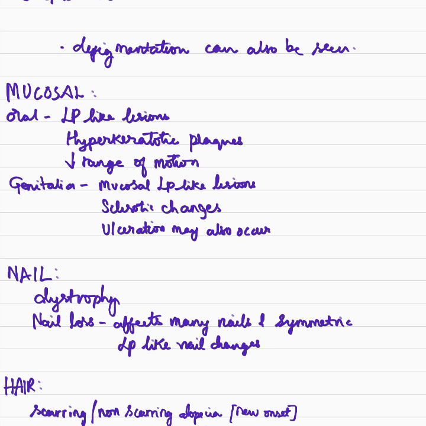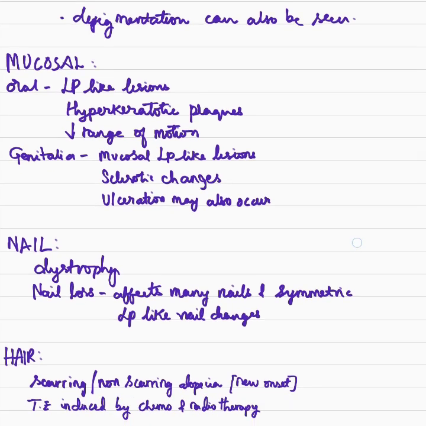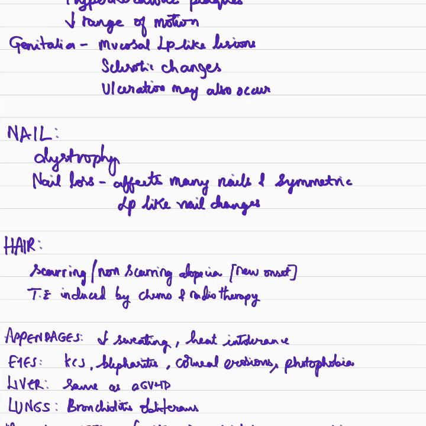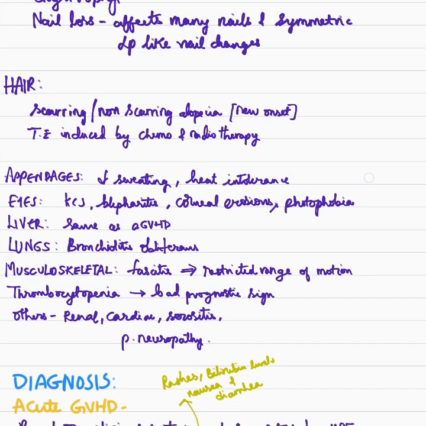And in the genitalia, we can see mucosal lichen planus-like lesions as well as sclerotic changes as well as ulceration. Coming to nail changes, there can be dystrophy, nail loss which can affect many nails, and symmetric lichen planus-like nail changes. Coming to hair, there can be scarring and non-scarring alopecia, and the non-scarring alopecia is usually new onset, and telogen effluvium can also occur as a result of the chemotherapy or radiation therapy that the patient is undergoing.